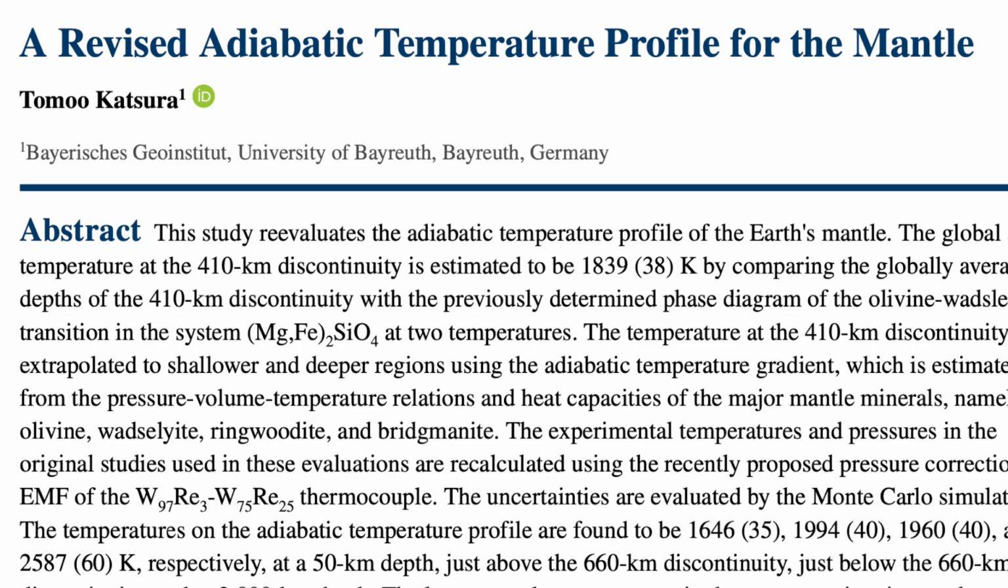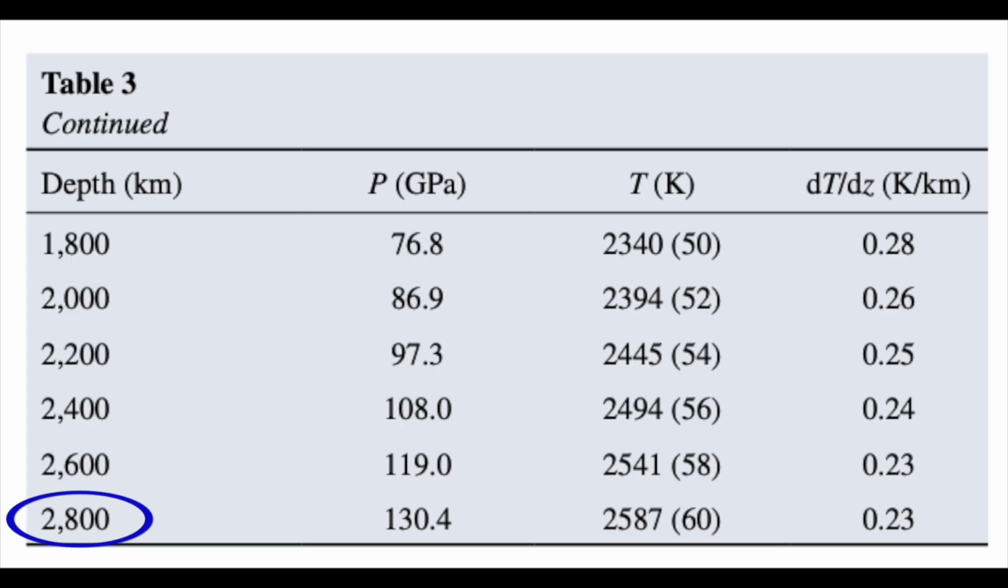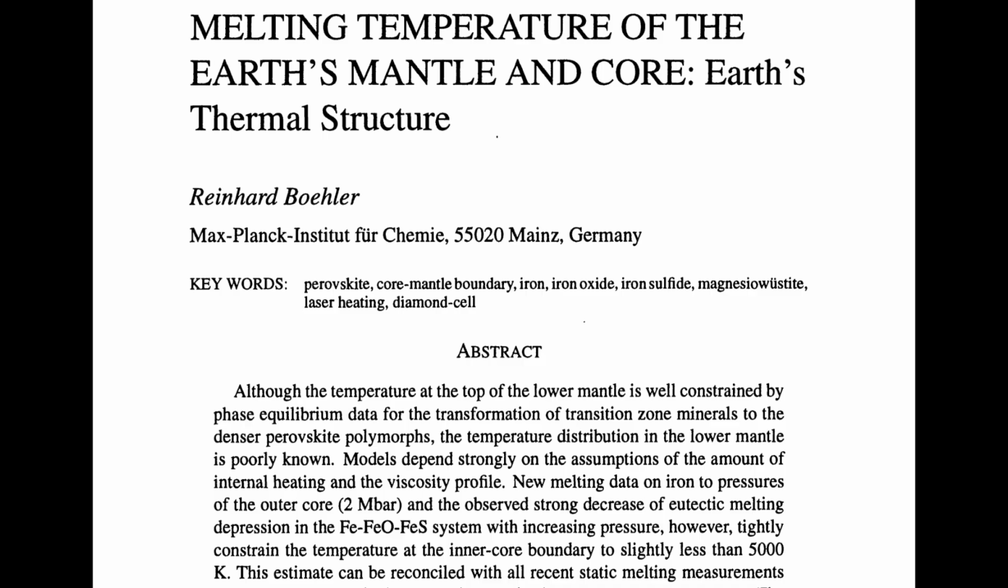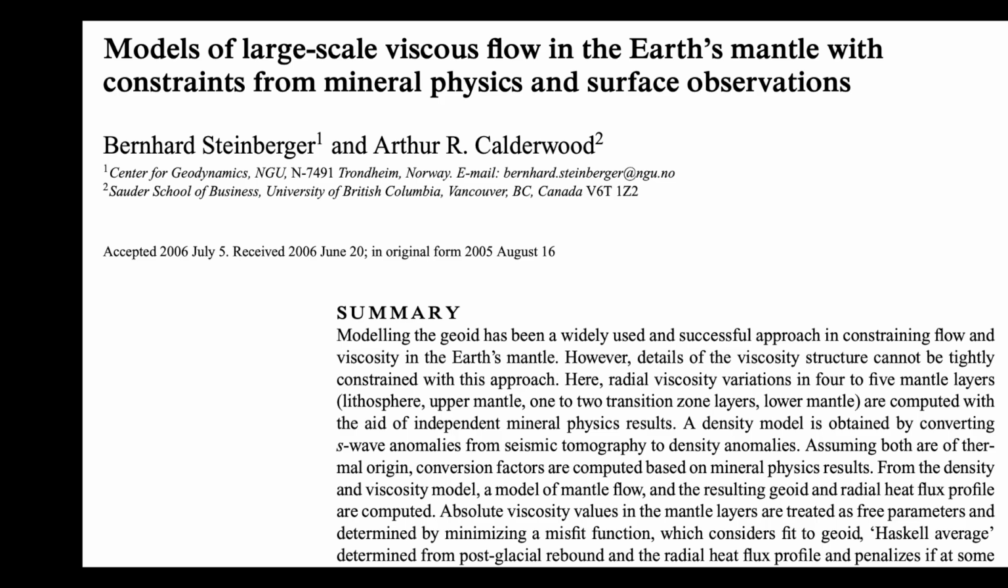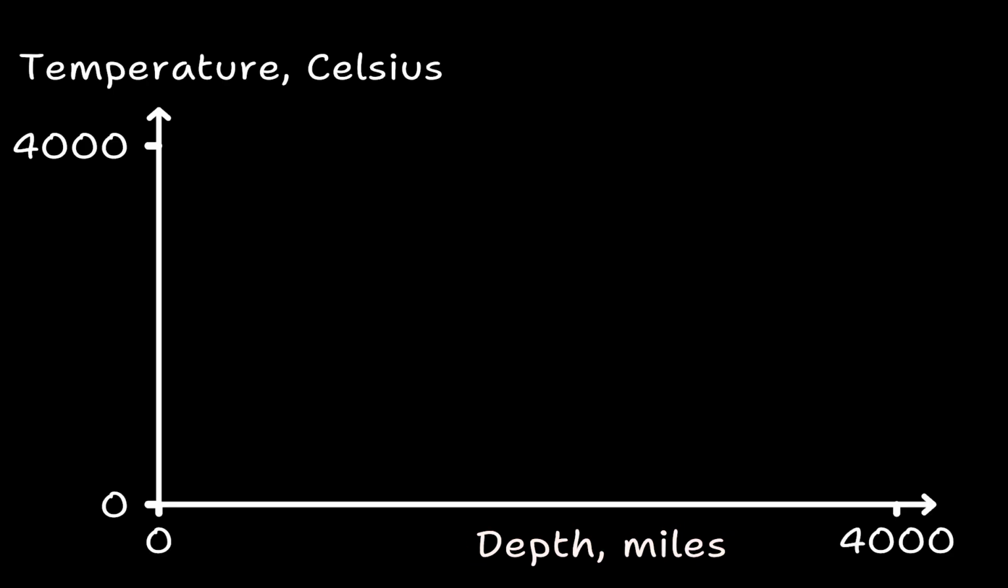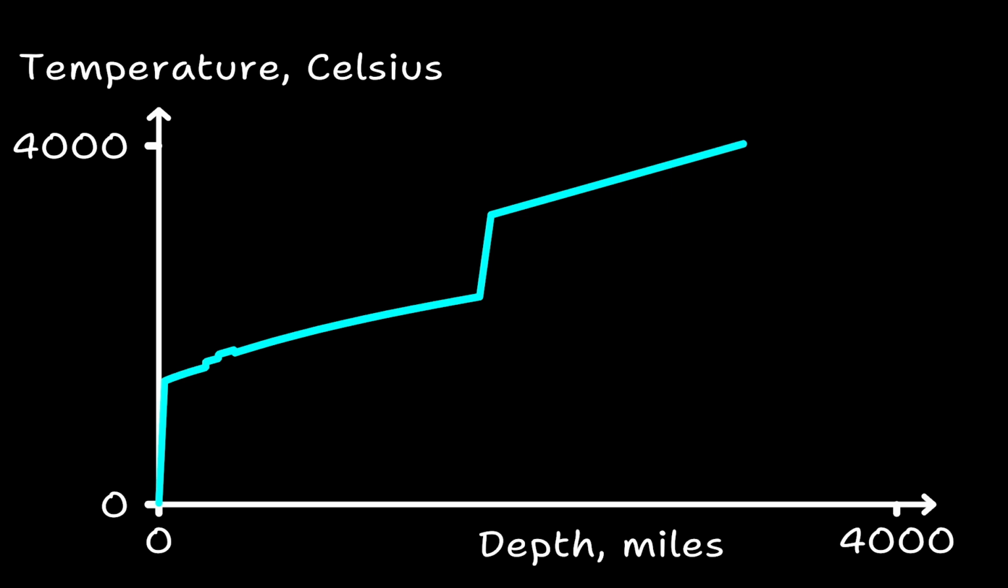The paper, A Revised Adiabatic Temperature Profile for the Mantle, gives temperatures down to 1,700 miles. I'll also add in some data for deeper in the Earth from melting temperature of the Earth's mantle and core and models of large-scale viscous flow in the Earth's mantle. On this graph, the x-axis is depth into the Earth and the y-axis is temperature. As we go deeper into the Earth, the temperature increases.